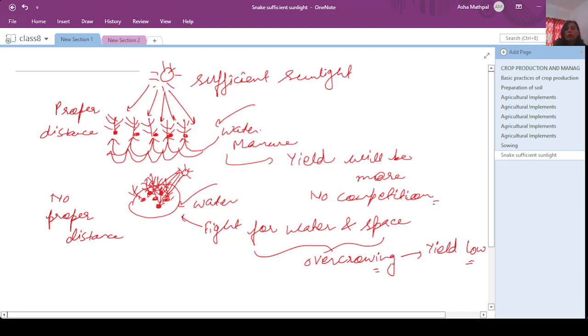And as the yield will be low, because there is a high competition among the seeds for space, for sunlight, for water, and that is why the yield will be low and it will result in the wastage of money, because the farmer has spent a lot of money in purchasing good quality seeds, and then even after putting so much money, if the yield is less, then the farmer will suffer losses, obviously.